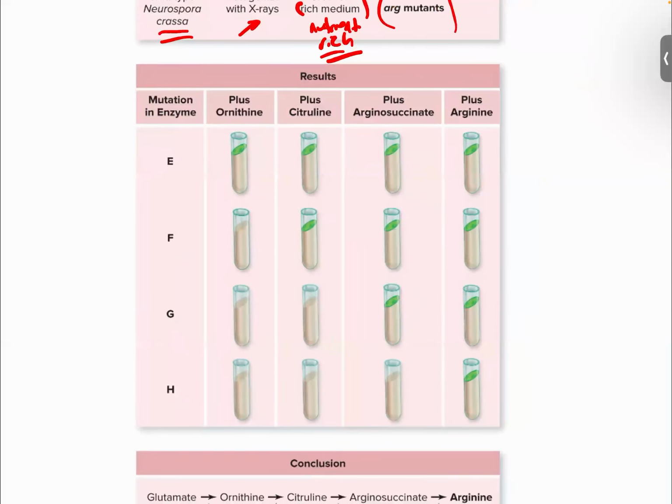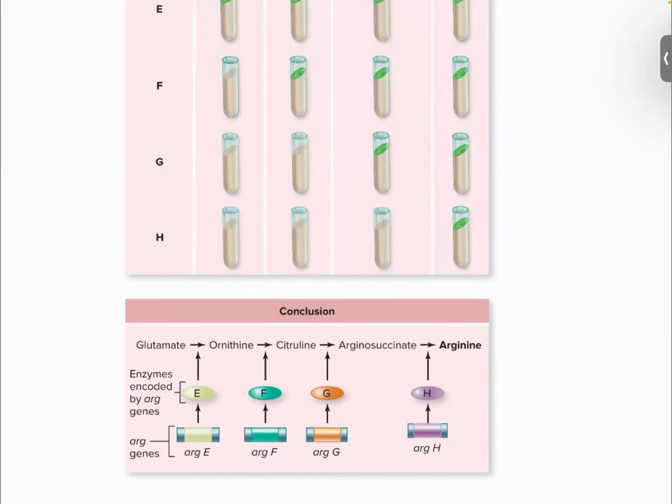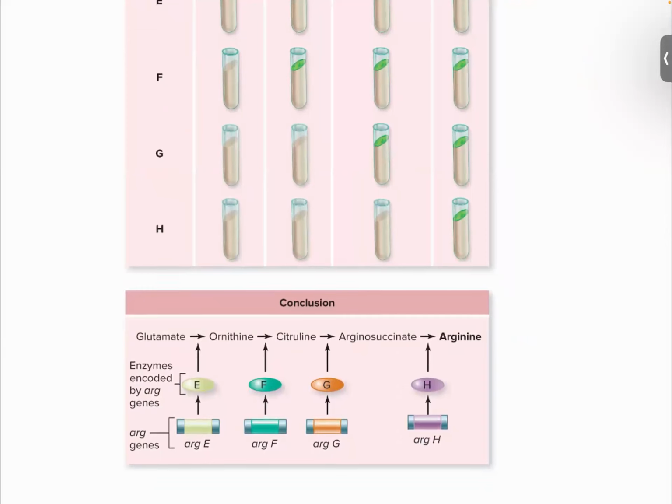So what they've done is, first of all, biochemically, they knew that the pathway to arginine contained several intermediates. For instance, you started off with an amino acid glutamate, which they knew was turned into ornithine, which was then turned into citrulline, which is then turned into arginosuccinate, which then finally was turned into arginine.